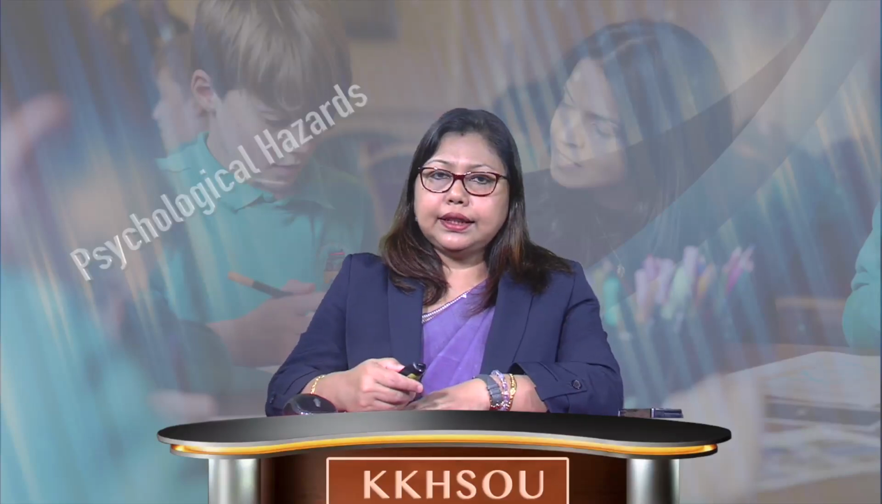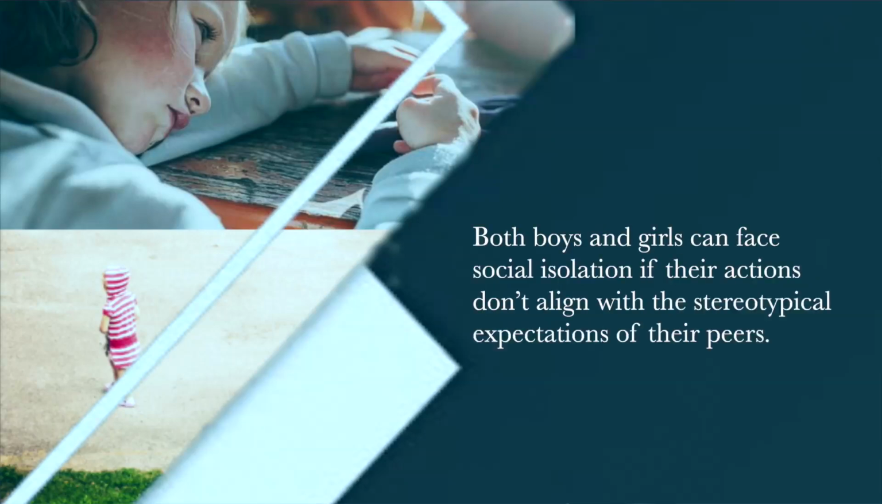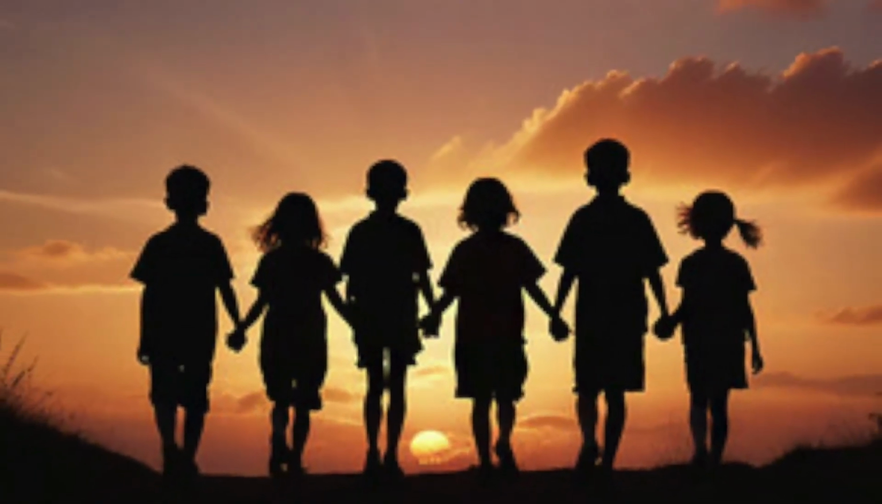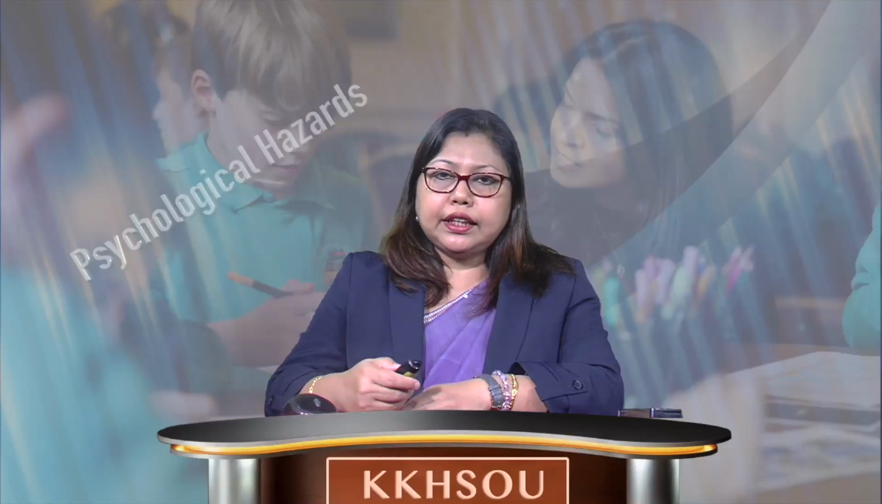Lastly, children who do not conform to the expected behavior of their gender group may feel like social misfits. Both boys and girls can face social isolation if their actions do not align with the stereotypical expectations of their peers. This sense of exclusion can make it harder for them to form friendships and adjust socially, potentially affecting their confidence and emotional well-being. While gender identity is a natural part of development, rigid stereotypes can sometimes create barriers to children's social adjustment and self-esteem.